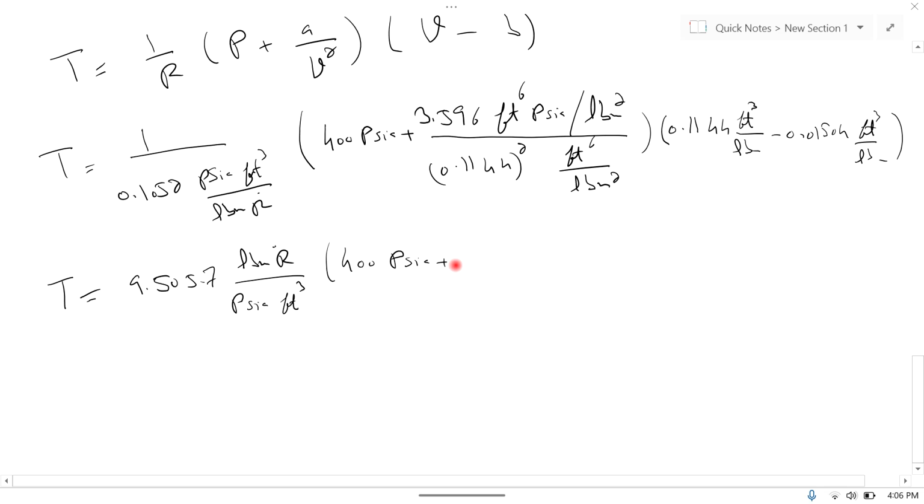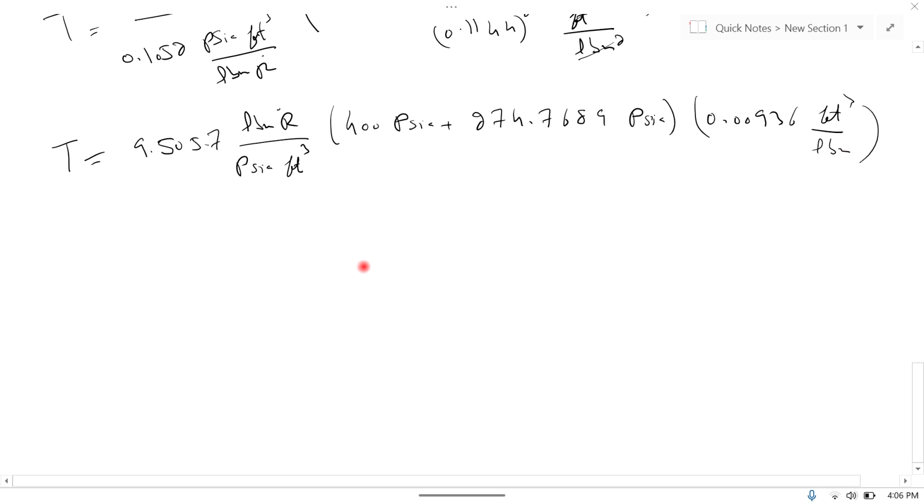psia, and this cubic feet power 6 will be cancelled with feet power 6. Pound mass square will be cancelled. Final unit will be psia, and the result of this will be equal to 274.7689 psia, and 0.1144 minus 0.01504 is equal to 0.00936, and the unit is cubic feet per pound mass.